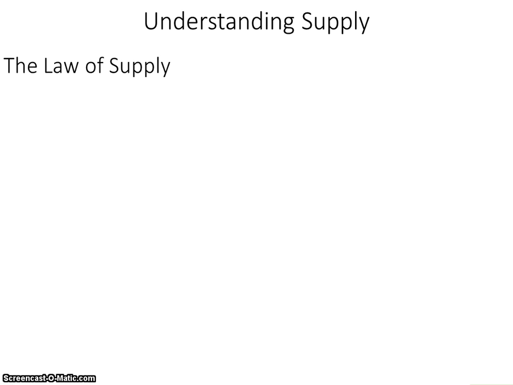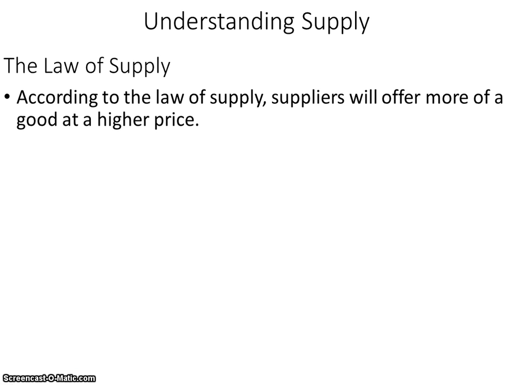So, the law of supply. According to the law of supply, suppliers will offer more of a good at higher prices. When prices go up, suppliers will produce more of that good. On the flip side of that coin though, if prices start to fall, suppliers will offer less of that good. They will produce less of that good as prices start to decrease. Let's look at a visual to see if this makes a little bit more sense.